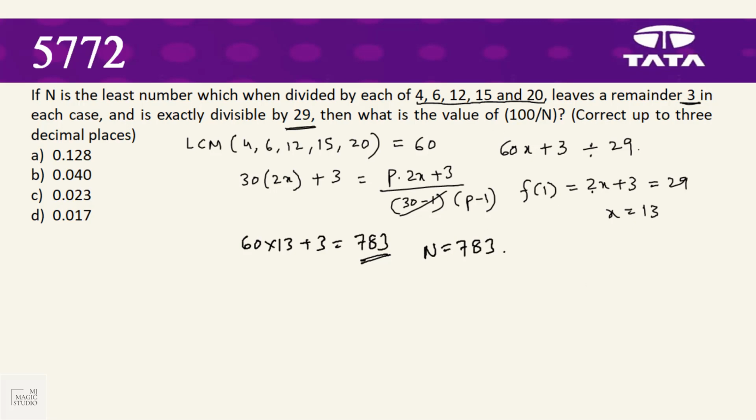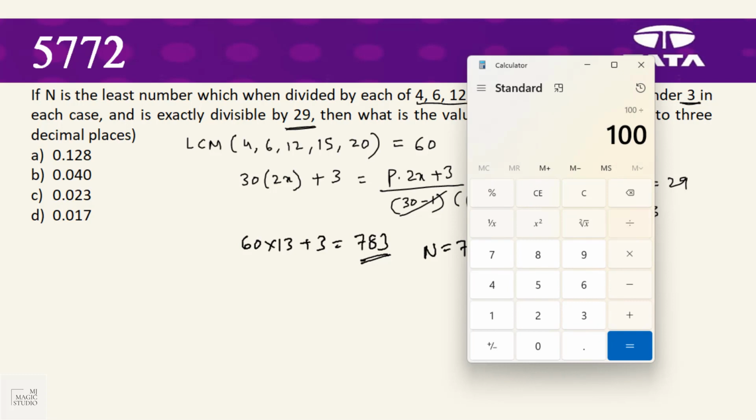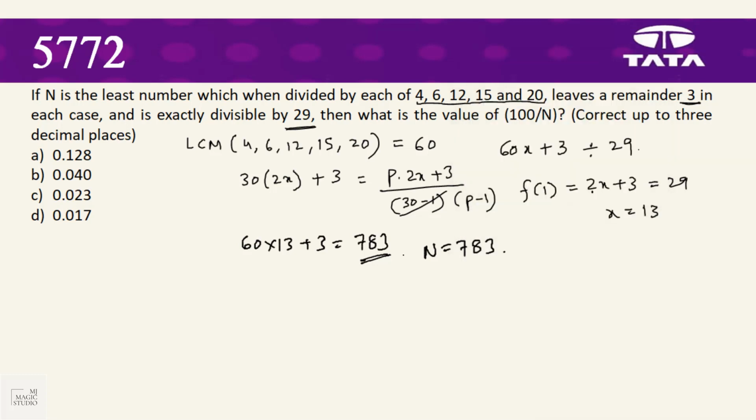Now the question is, what is the value of 100 by n? 100 by n is 0.128. So 100 by 783 is 0.128. That is option A.